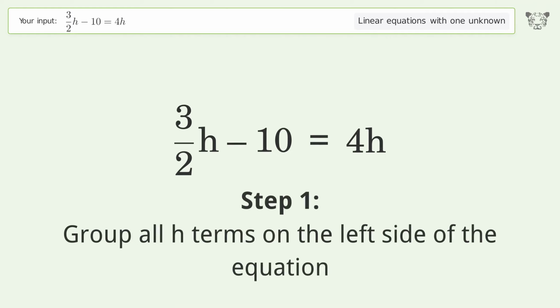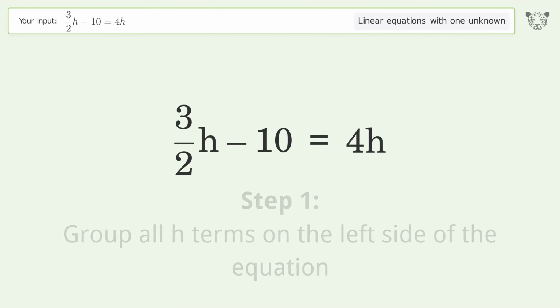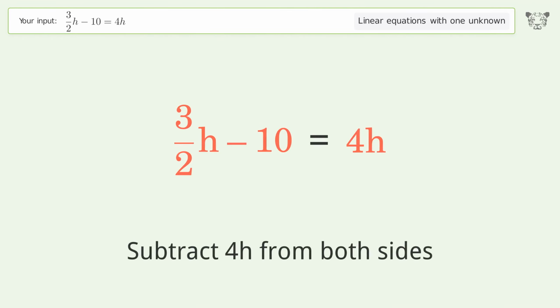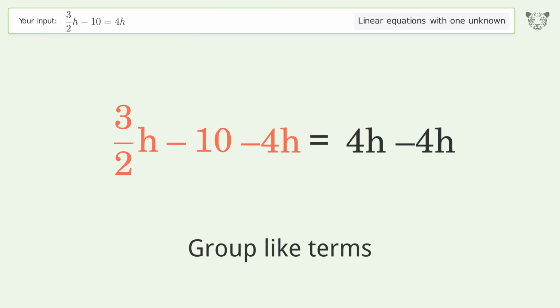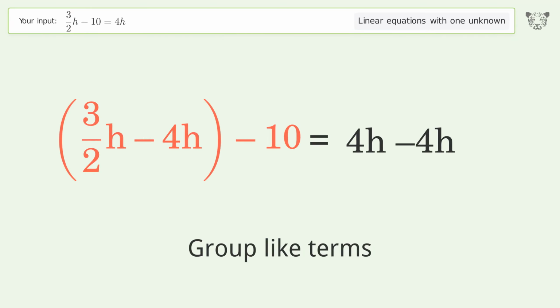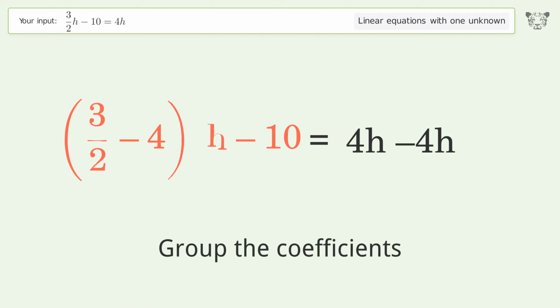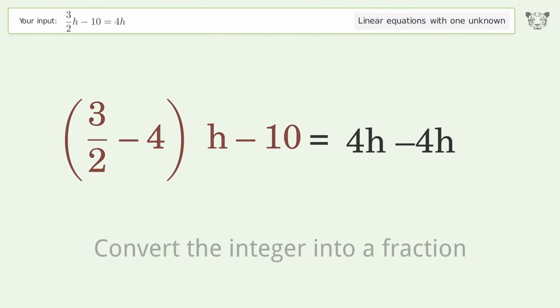Group all h terms on the left side of the equation. Subtract 4h from both sides. Group like terms. Group the coefficients. Convert the integer into a fraction.